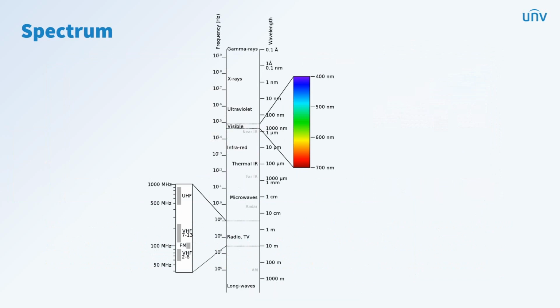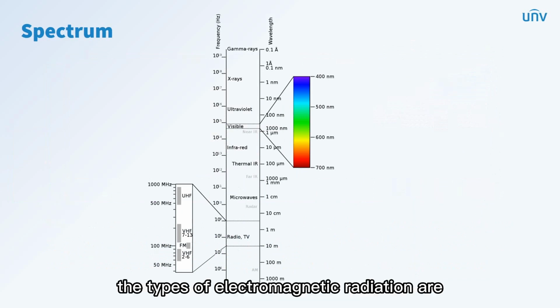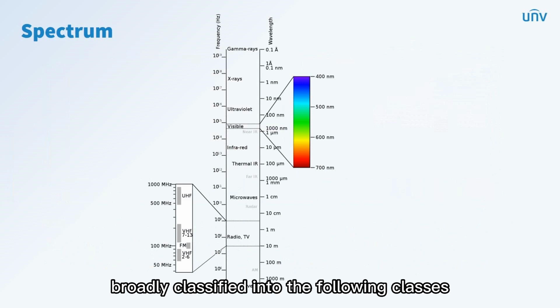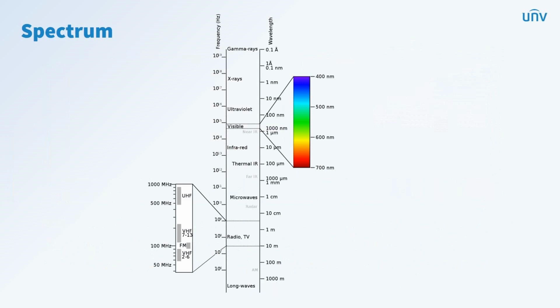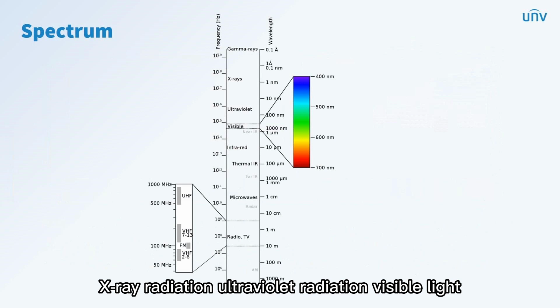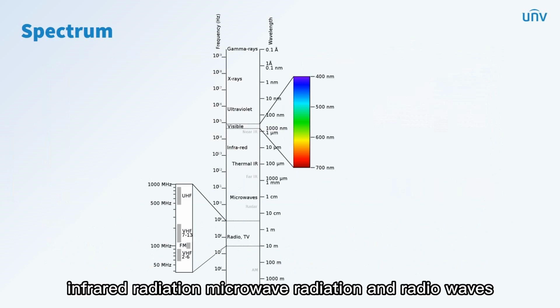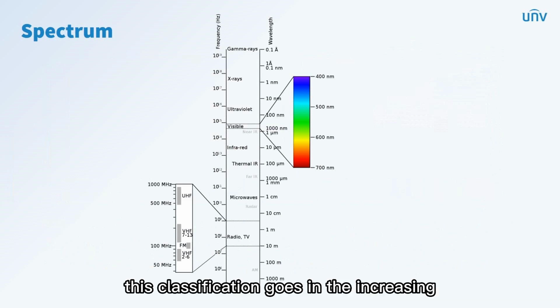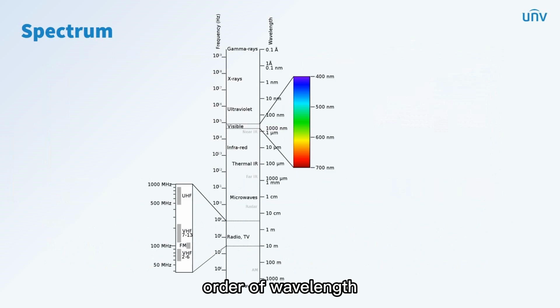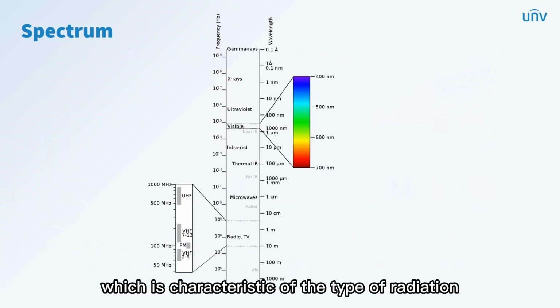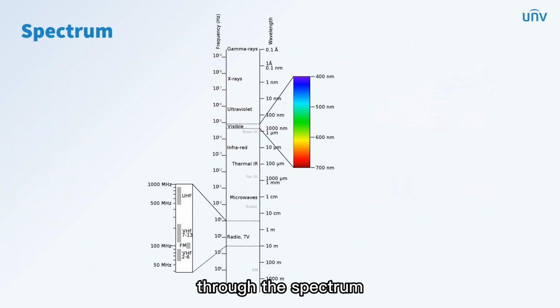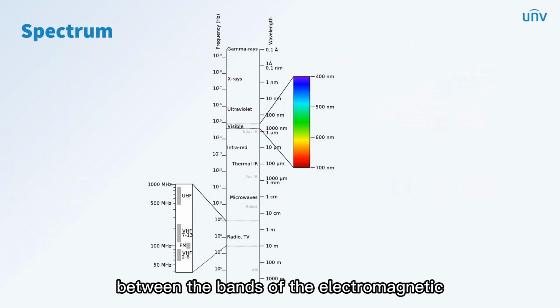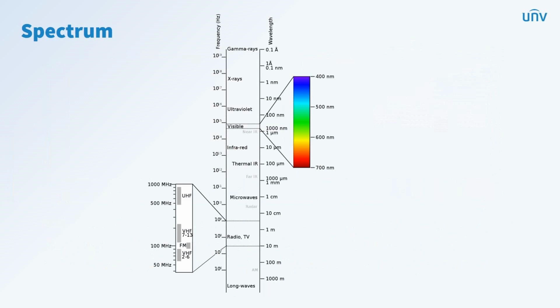Next is spectrum. The types of electromagnetic radiation are broadly classified into the following classes: gamma radiation, X-ray radiation, ultraviolet radiation, visible light, infrared radiation, microwave radiation, and radio waves. This classification goes in the increasing order of wavelength, which is characteristic of the type of radiation. Through the spectrum, we can see that there are no precisely defined boundaries between the bands of the electromagnetic spectrum.